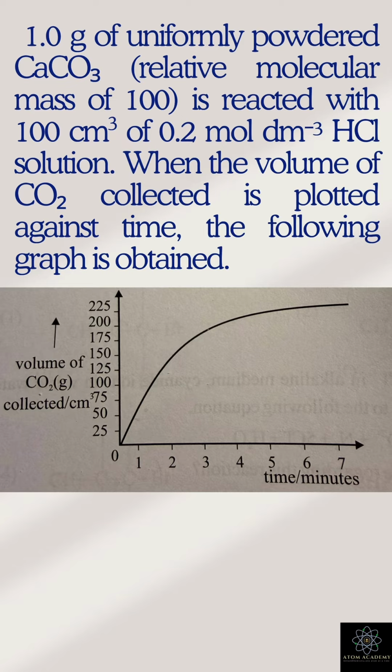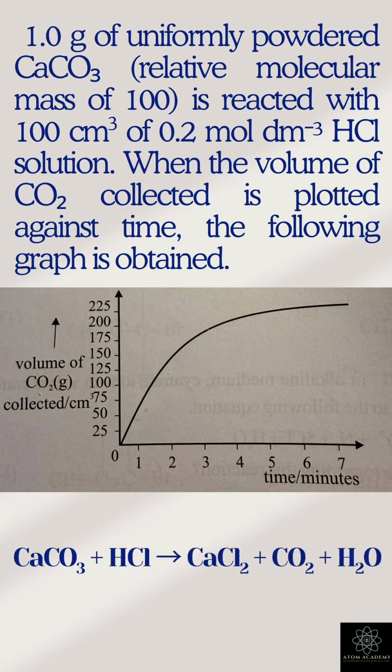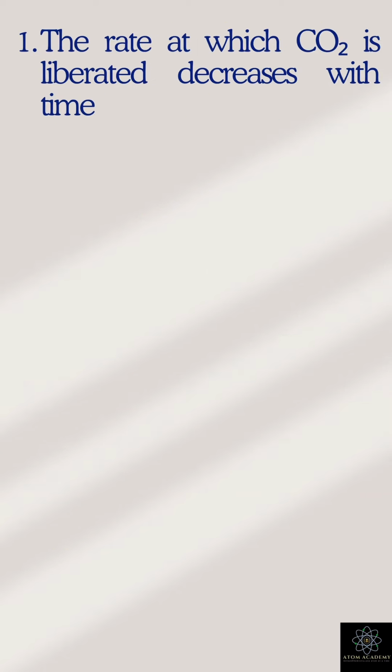But before doing that, let's first understand what is happening in this reaction. This is an acid carbonate reaction where calcium carbonate reacts with hydrochloric acid to produce calcium chloride, water, and carbon dioxide gas. Statement 1. The rate at which carbon dioxide is liberated decreases with time.